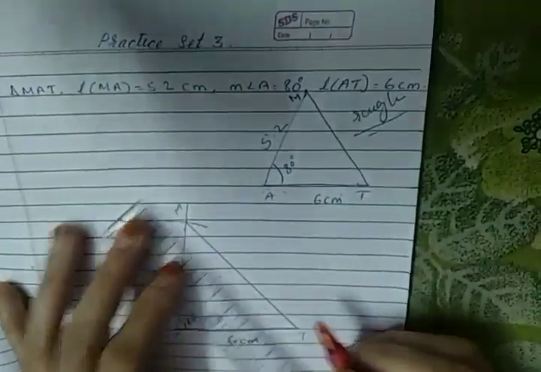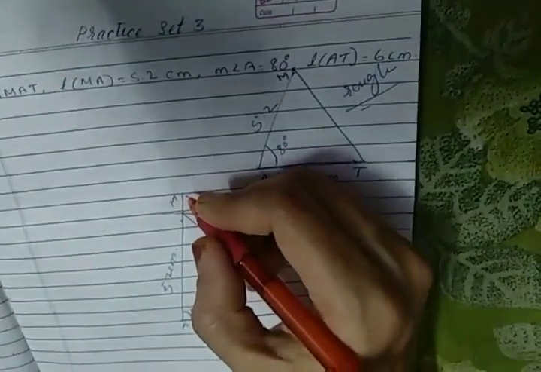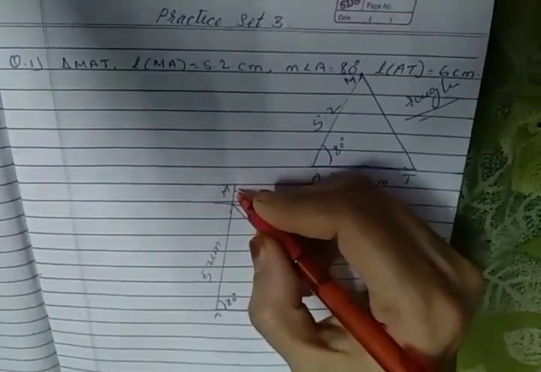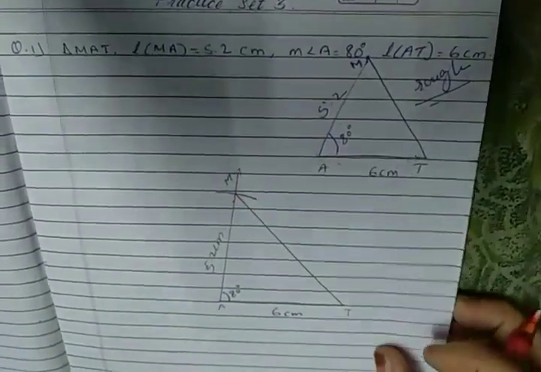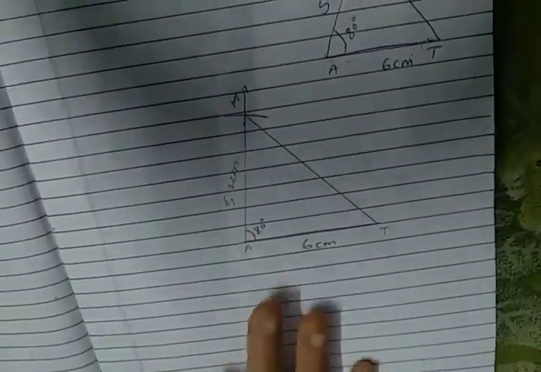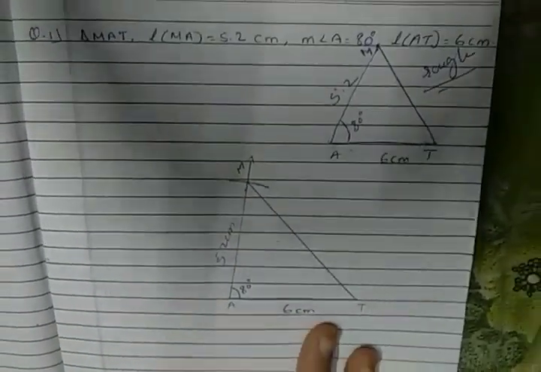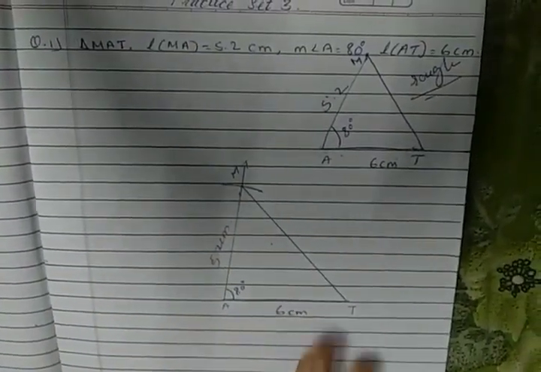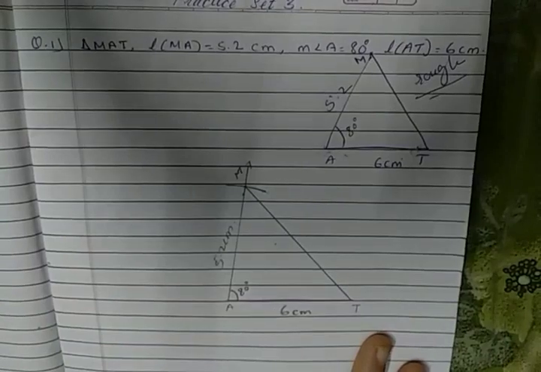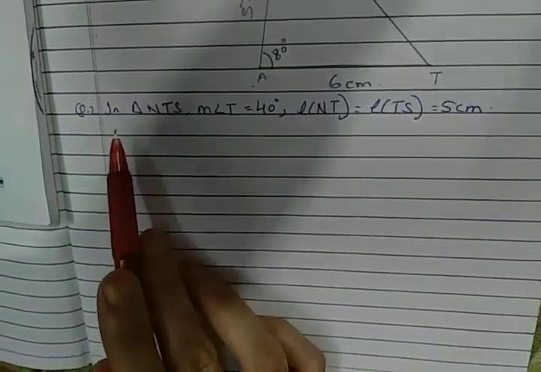Got it? And we have to make this arrow mark. You have to do it like this. Understood, students? Now see question number 2.